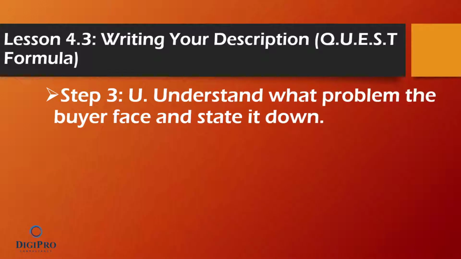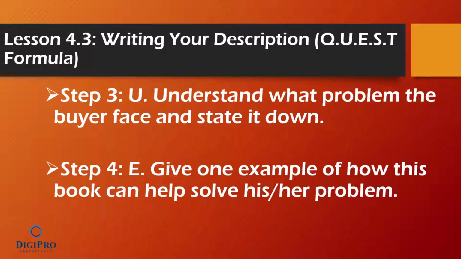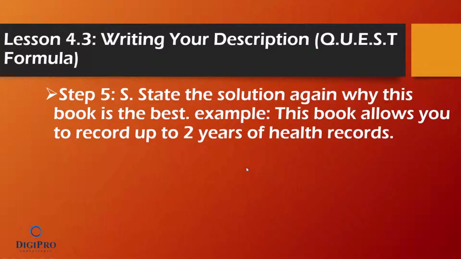Step 3, understand what is the problem the buyer faces and state it down again. Step number 4 is E, which is example. Give the person an example of how this book can help to solve his or her problem. Number 5, state the solution again. Why this book is the best. For example, this book allows you to record up to 2 years of health records.